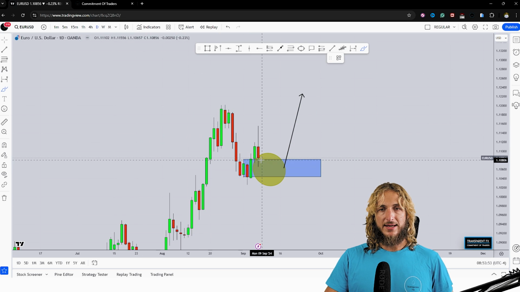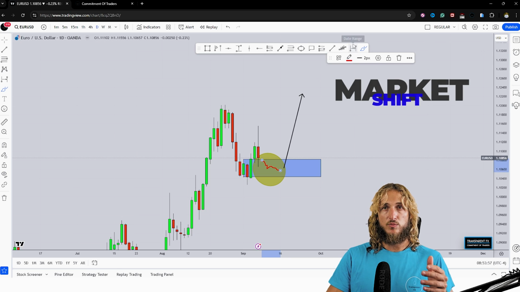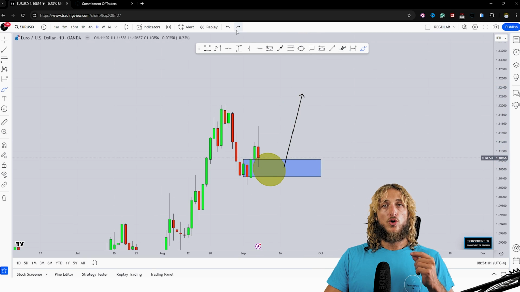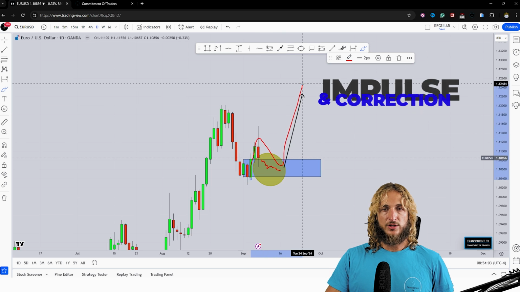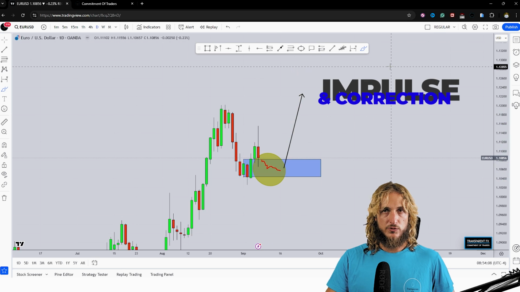Therefore, what I would expect is that if this market would shift from an intraday bearish to bullish market, at that point, I wouldn't be surprised to see a potential rejection to the upside, completing this daily impulse, correction, and impulse pattern to the upside and rejecting the confluence of support zone. That definitely wouldn't surprise me.